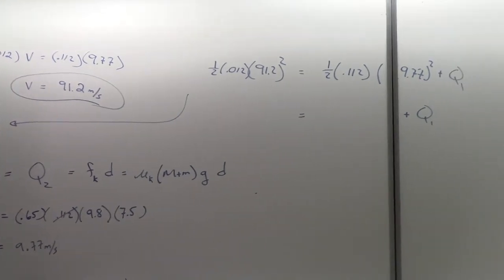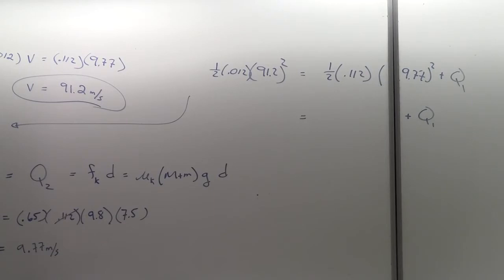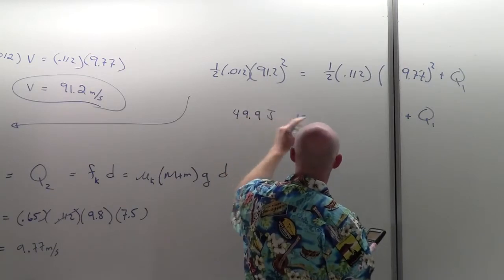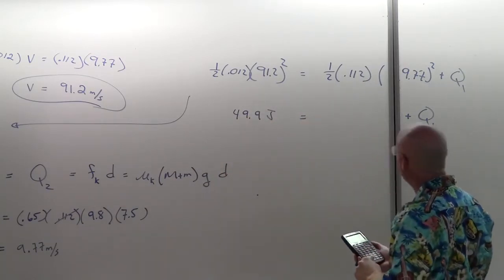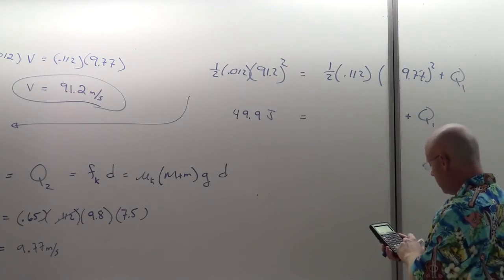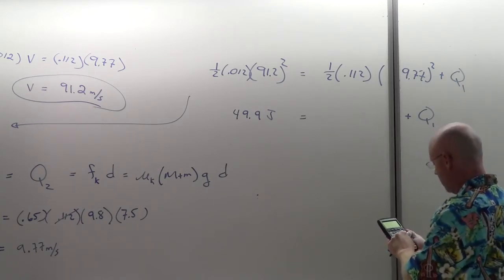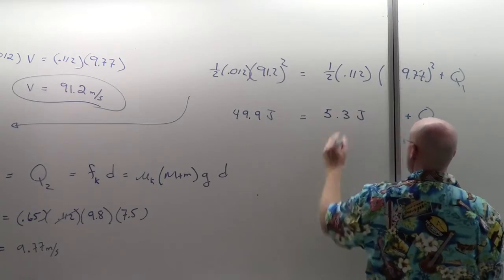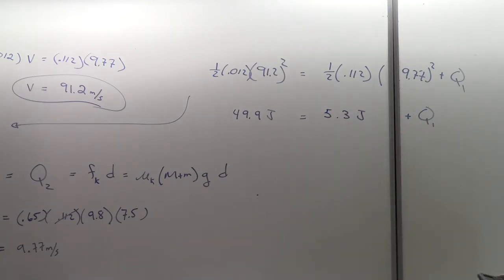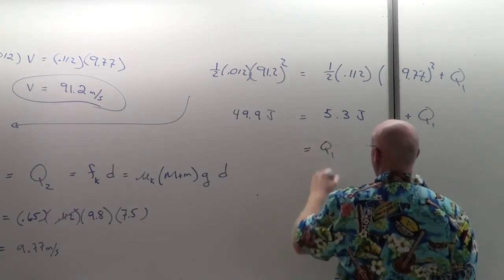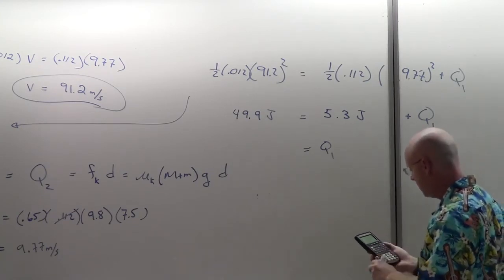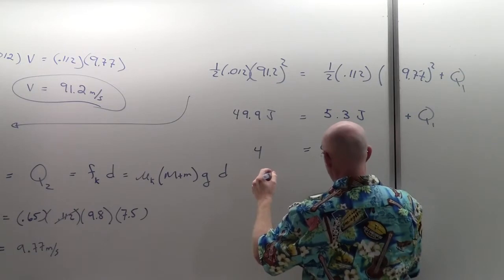And so, just out of curiosity, I'll do each one separately to give you an idea. But this first one is probably quite a bit of energy. Yeah, 49.9 joules of energy. Whereas this second one, the kinetic energy after the collision, is relatively small compared to the kinetic energy before the collision. It's only around 5. And so a lot of heat energy here is created during this impact.